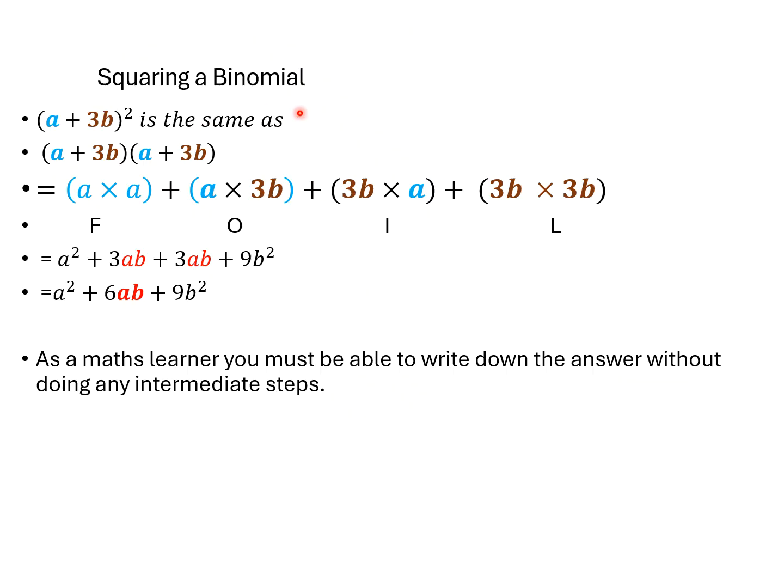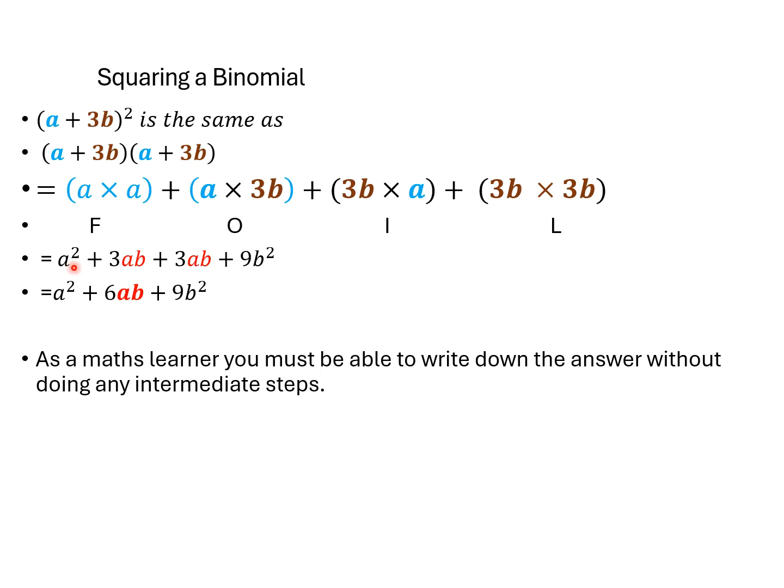So squaring a binomial is where we give you (a + 3b) squared. Now you should know that means the same as (a + 3b) times (a + 3b). So in reality, you're going to multiply first term times first term, a times a, then first term times last term, a times 3b. Then we're going to have 3b times a, then 3b times 3b. That's called the FOIL method. First, the two firsts, the two outers, a and 3b. Then the two inners, the two closest, and then the two last terms.